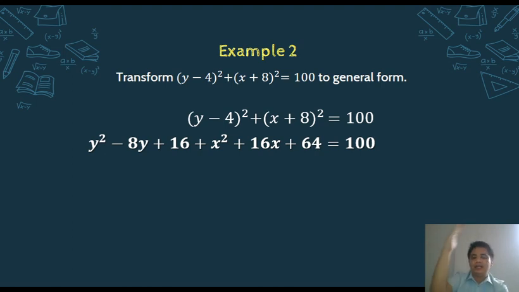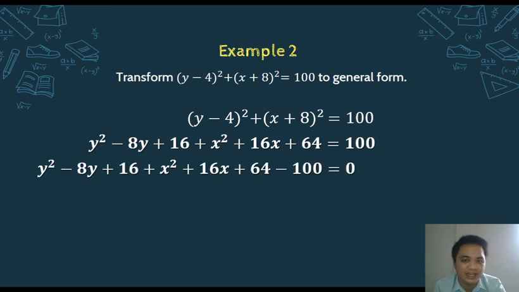Next step, lipat yung constant term sa left side. Nagiging ganito siya. Y squared minus 8y plus 16 plus x squared plus 16x plus 64 minus 100 equals 0. Since 0 na nasa ating right side, let us combine all the constant terms. So, pagsamahin mo lang yung mga naka-highlight dyan na dilaw.